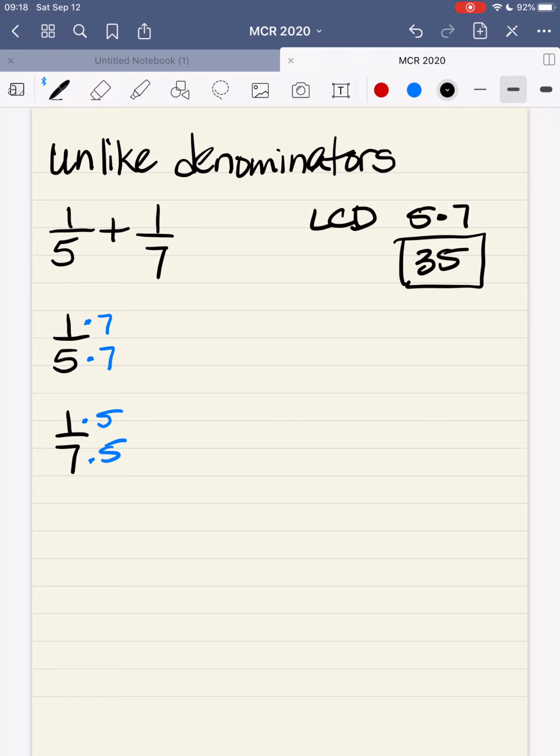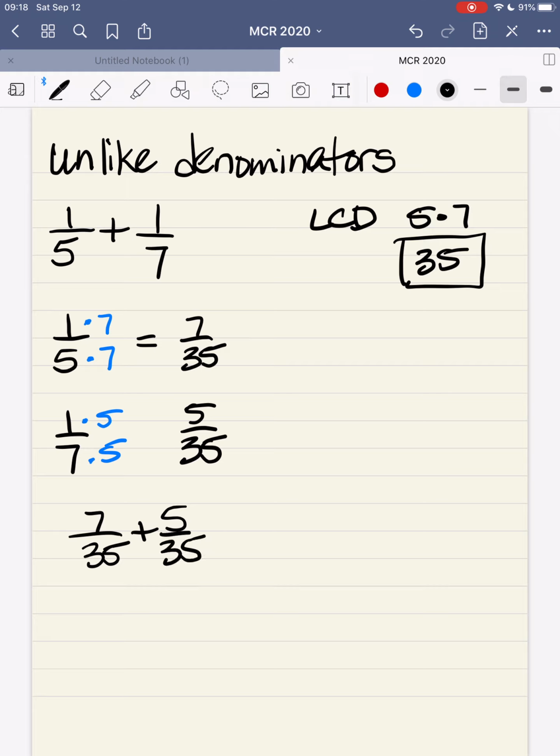Okay. When I multiply straight across, I get 7/35, and then I get 5/35. This is addition, so I have 7/35 plus 5/35. Okay, 7 plus 5, 12/35. And I want to know, can I simplify this? Well, 12 is even, 35 is odd. See, they can't be simplified by 2.